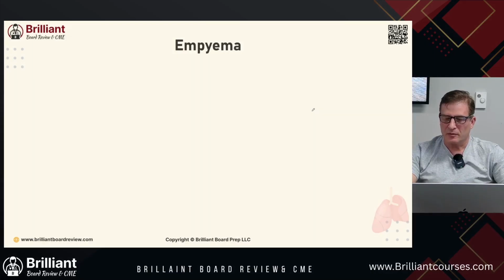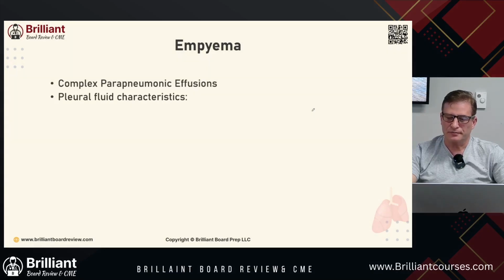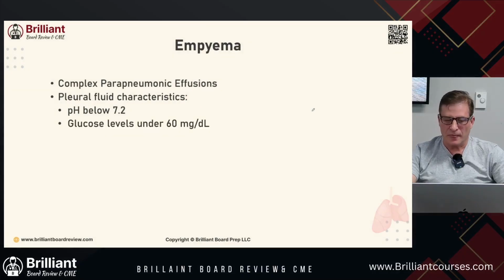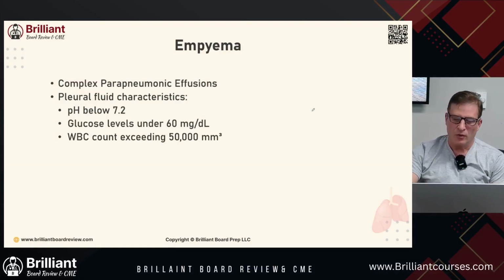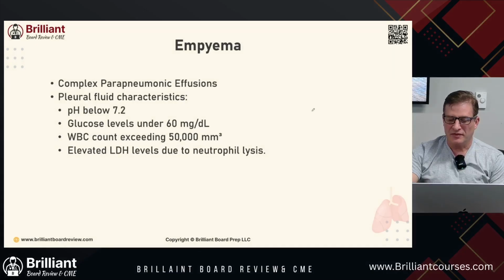Empyema, what is this? Complex parapneumonic effusion. What are the pleural fluid characteristics? pH below 7.2, glucose levels under 60 in the pleural fluid, white blood count exceeding 50,000, elevated LDH levels due to neutrophil lysis. So you can have, say we pulled this fluid out and the culture was negative.